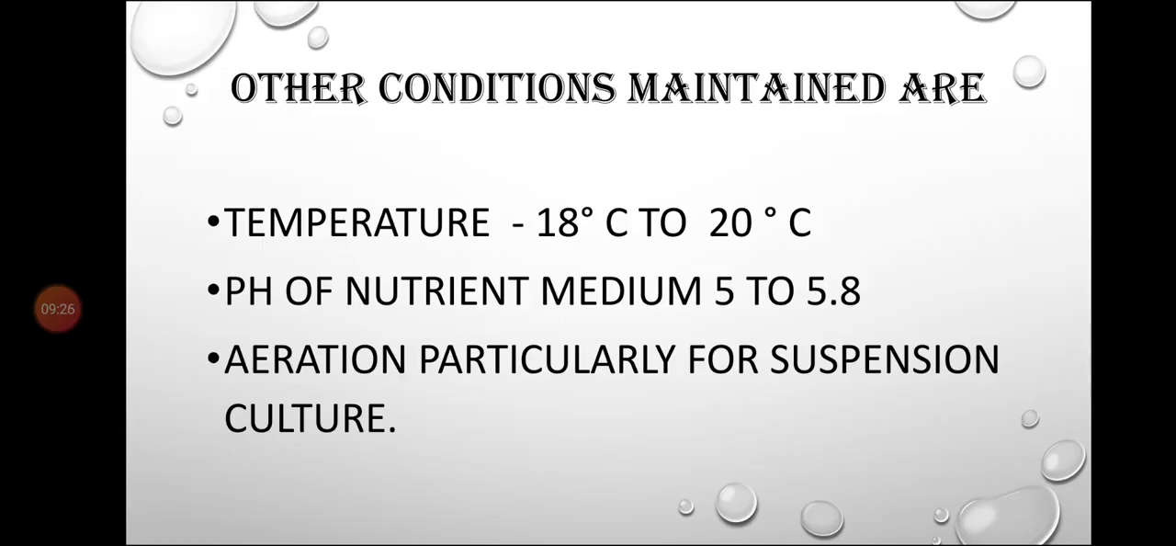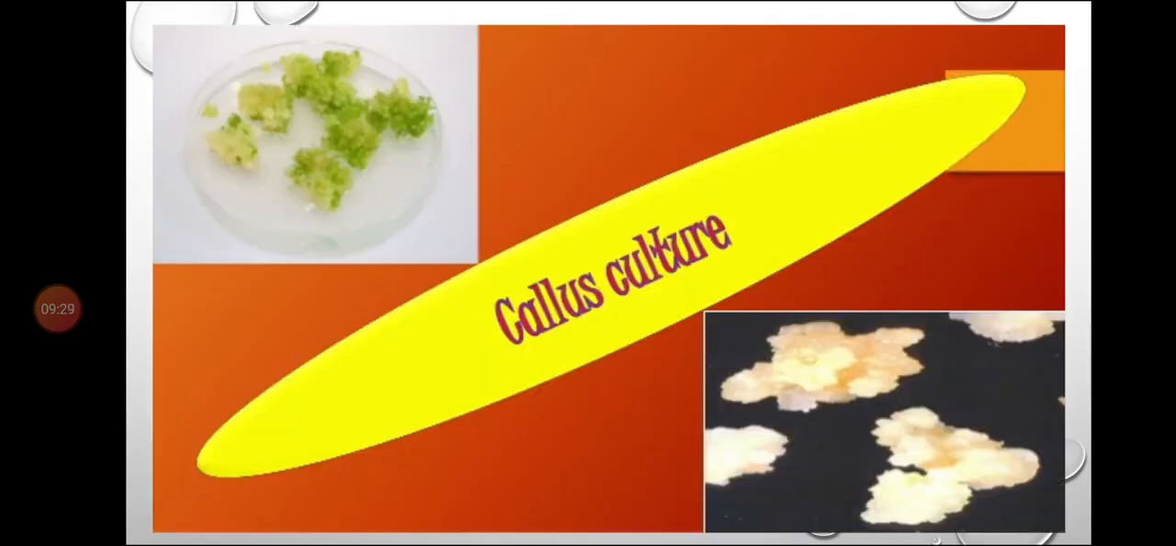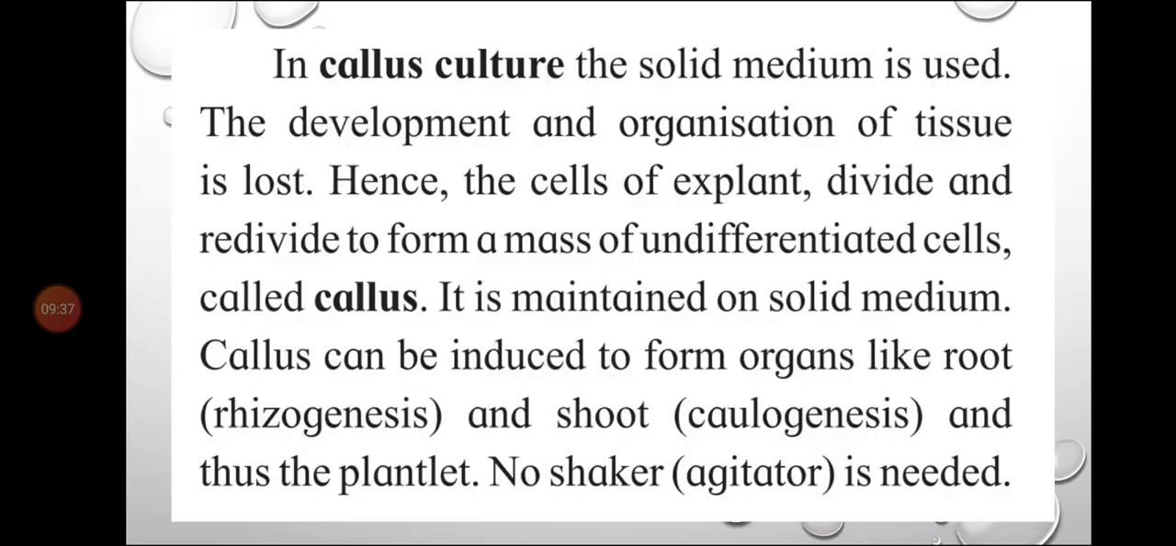Now we will study the in vitro growth in different cultures. The first culture that we are going to study is callus culture. In callus culture, the solid medium is used, and the development and organization of tissue is lost. There is no development and organization of tissue in the callus culture. Hence the cells of the explant divide and redivide to form a mass of undifferentiated cells called callus.